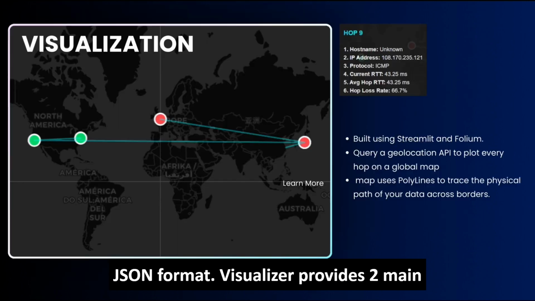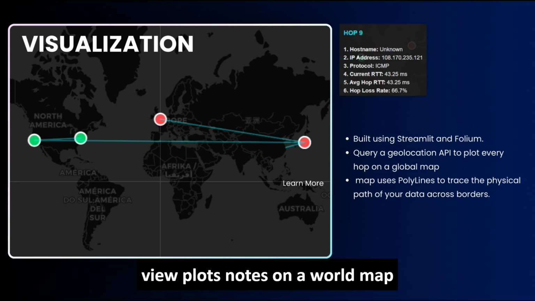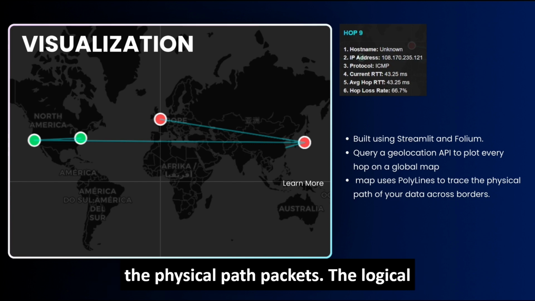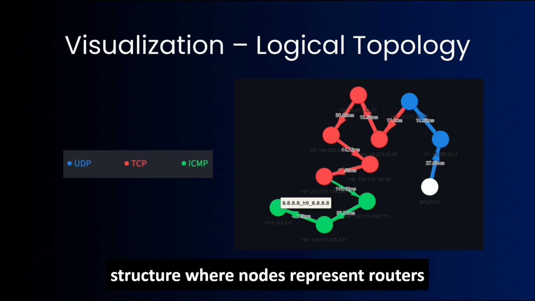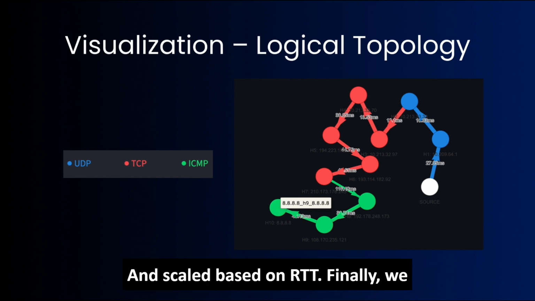Our visualizer provides two main views. The first one, the geographic view, plots nodes on a world map and connects them using polylines to show the physical path of packets. The logical topology view focuses on network structure, where nodes represent routers and edges are color-coded by protocol and scaled based on RTT.